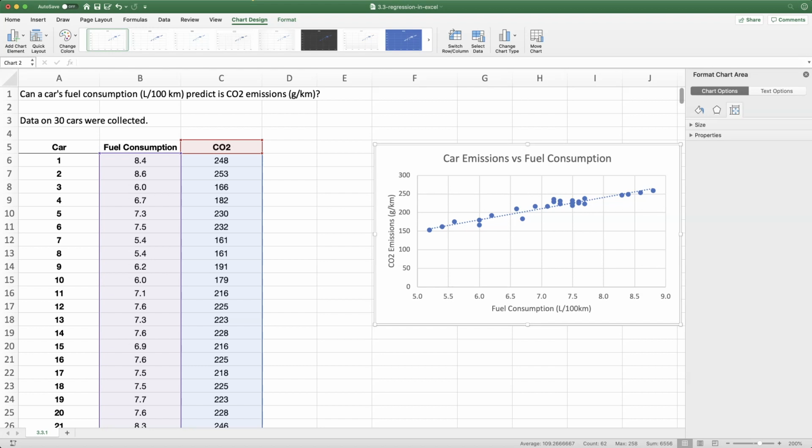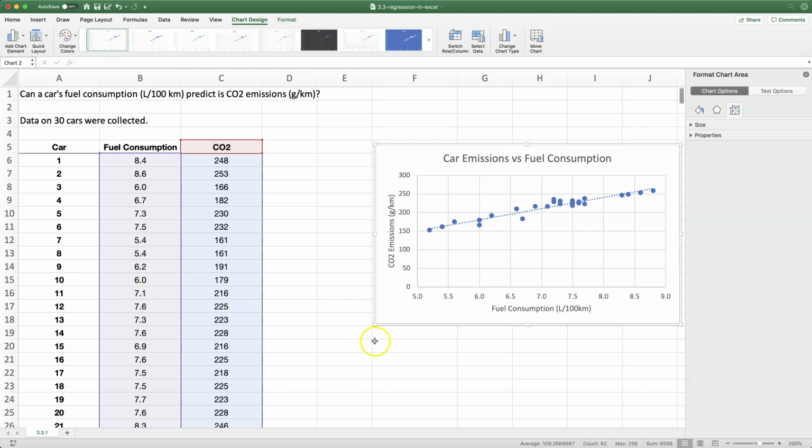Since the data seems to closely follow the line, we expect a linear regression to do a good job describing this relationship. Looking at its graph, we also predict that the slope of the regression line is positive since the CO2 emissions appear to increase with fuel consumption. Let's find the equation of this line using Excel's built-in functions.